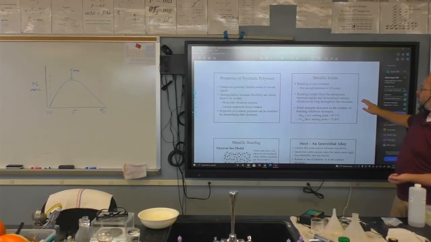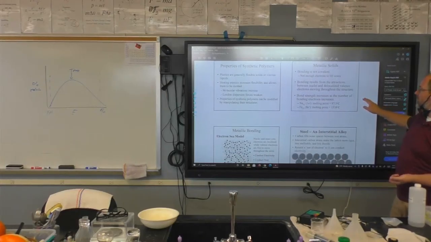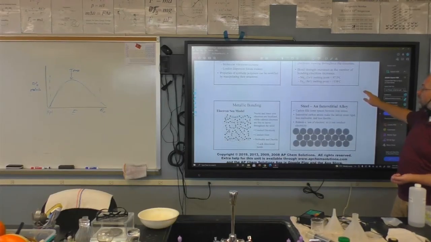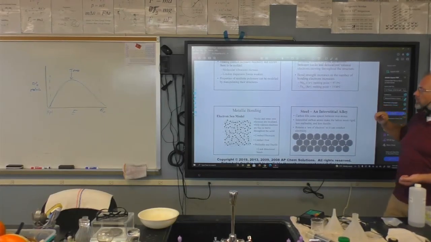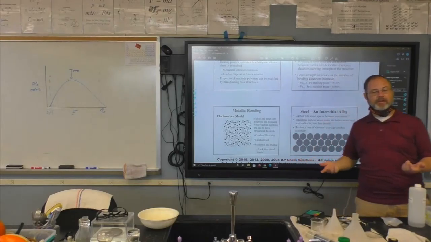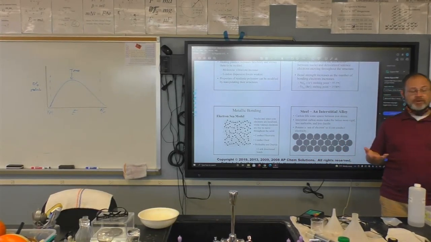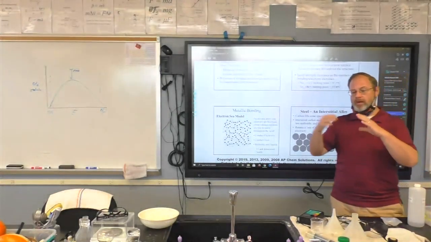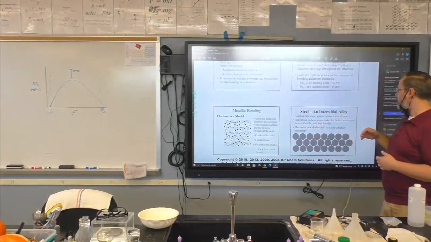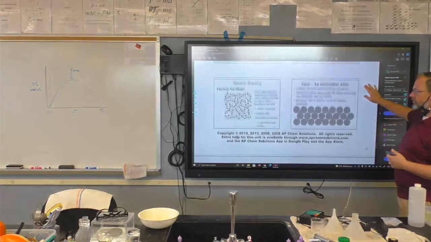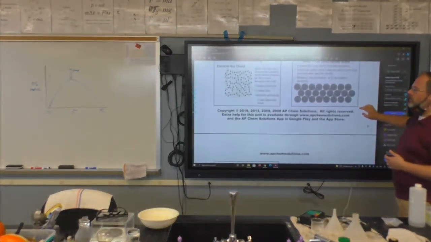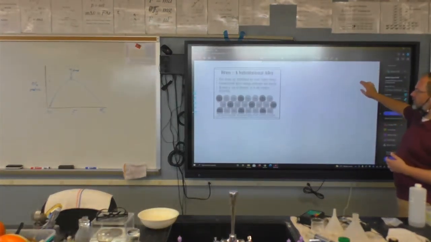Metallic solids are not on there. Metals, of course, are. So metallic bonding, we talked about the electron sea last year and this year. All the electrons are shared amongst each other because the d orbitals overlap with each other. Did we talk about alloys, interstitial and substitutional alloys? Yeah. Okay, cool. So you understand that, and I think that's it.